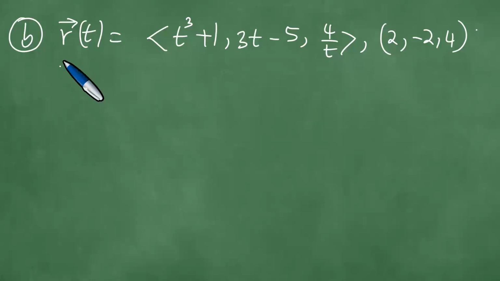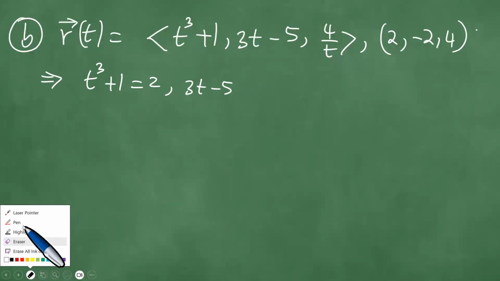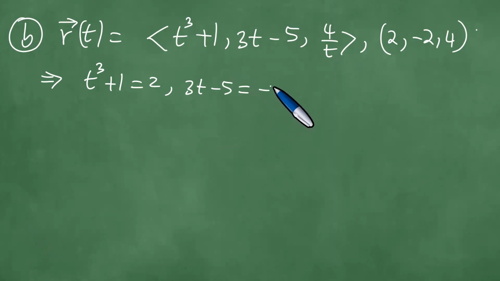At this point, if you're given these, this means that t cubed plus 1 is 2, 3t minus 5 is minus 2, equal to here. So this one is an equal sign. But it also means that 4 over t is 4. So you equate these vector components to the components at that point. You want to evaluate at this point.